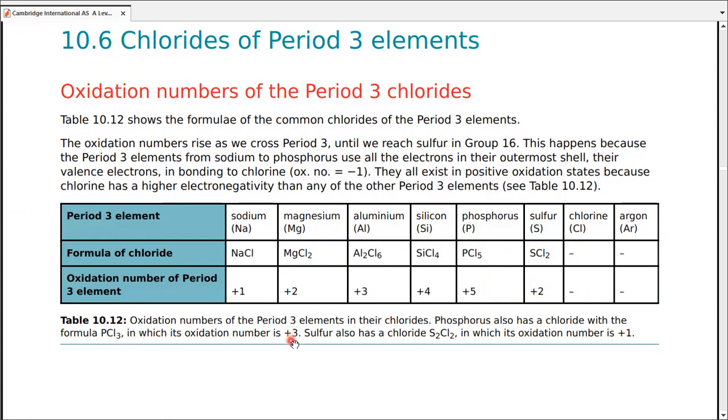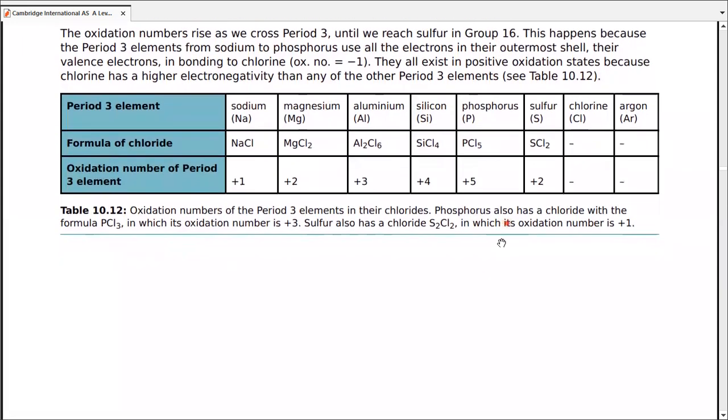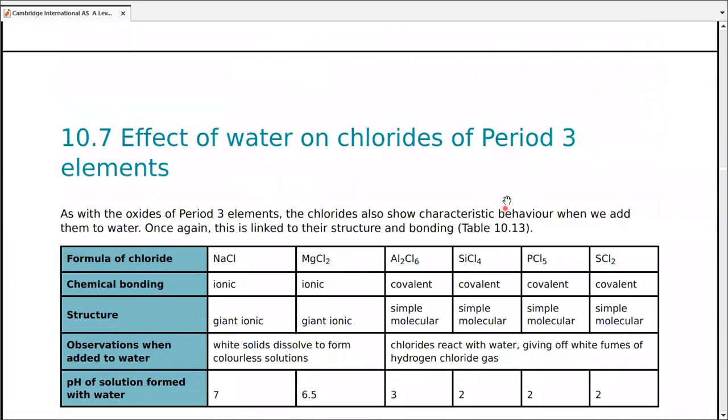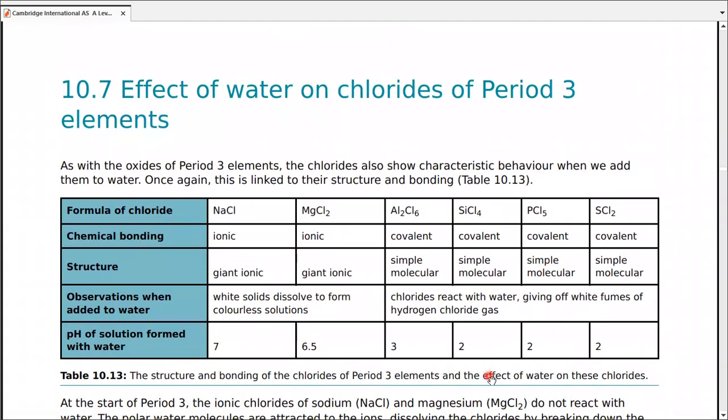Oxidation number is +3. S2Cl2, where the oxidation number is +1, is also possible. So +1 and +2 for sulfur, and +3 and +5 for phosphorus. Sulfur and phosphorus, being pure non-metals, tend to do the same thing, whether it's oxide or chloride. Effect of water on chlorides of period 3 elements.